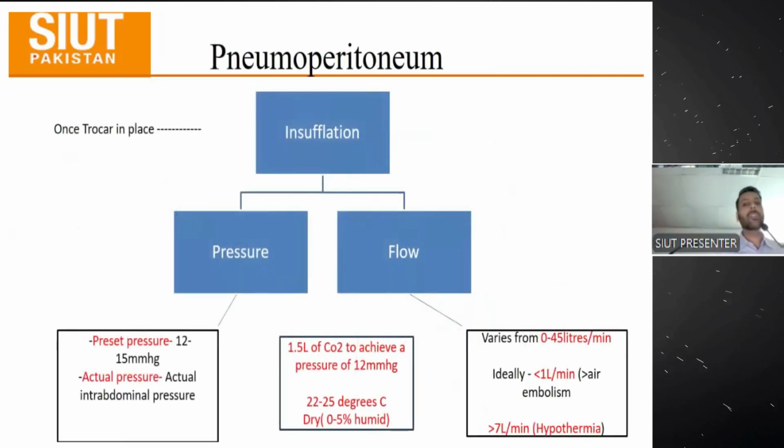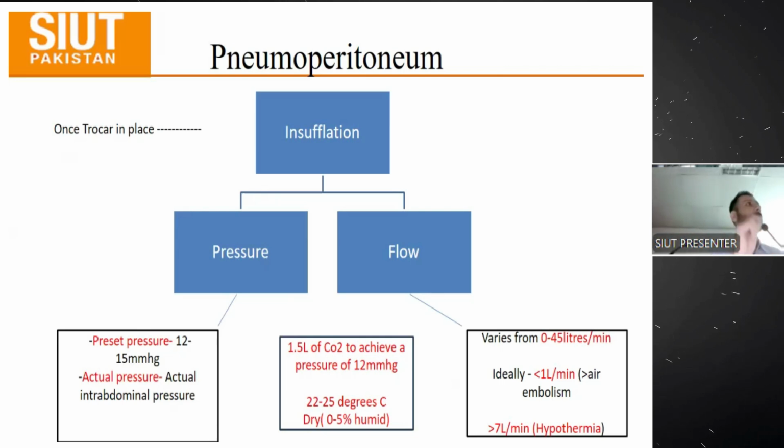So, how do you establish the pneumoperitoneum? Once the trocar is in place, you attach the insufflation tube. Now, the insufflation device has two parameters. Number one is the pressure. The other one is the flow. The pressure, which is usually the preset pressure and the actual pressure. These are the two settings on the insufflation device.